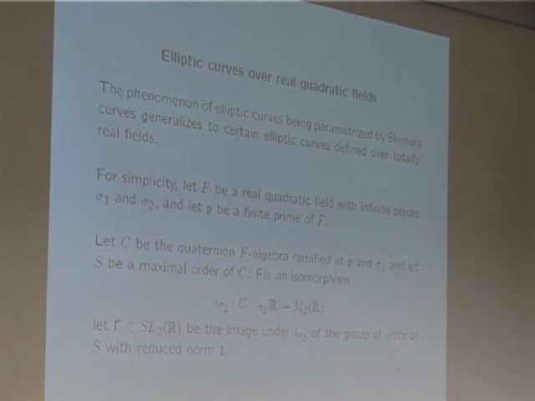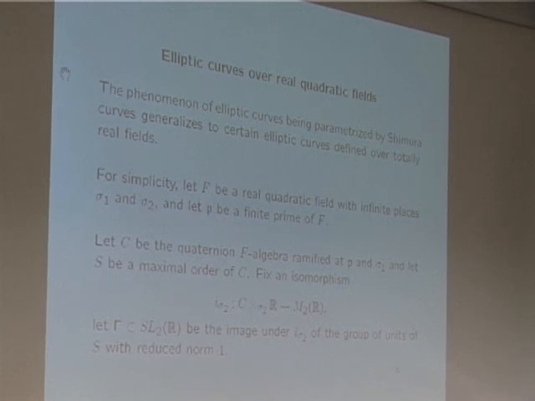defined over certain totally real fields. For simplicity, I'd like to restrict to the situation of real quadratic fields. In particular, it's the only case I wrote any code for. So the phenomenon of elliptic curves being parameterized by Shimura curves generalizes to elliptic curves over totally real fields in certain cases. And for simplicity, I guess I already said this. Let me let the infinite places of our real quadratic field F be sigma 1 and sigma 2.